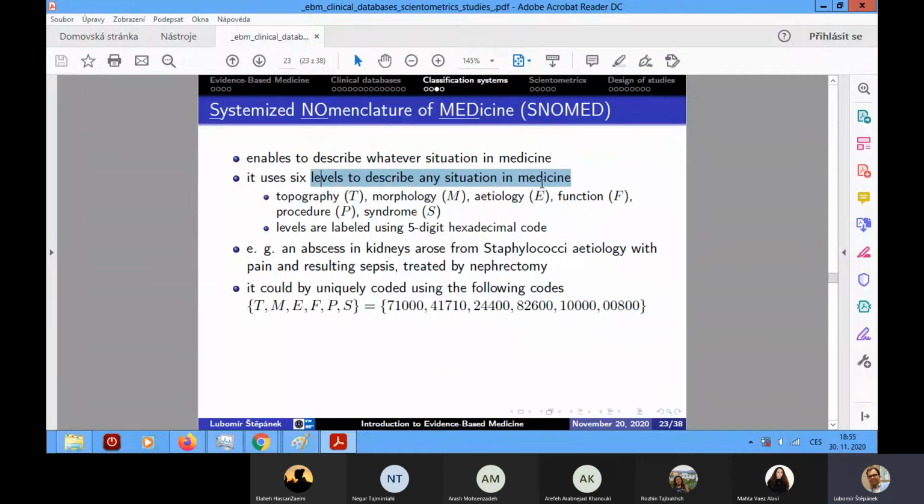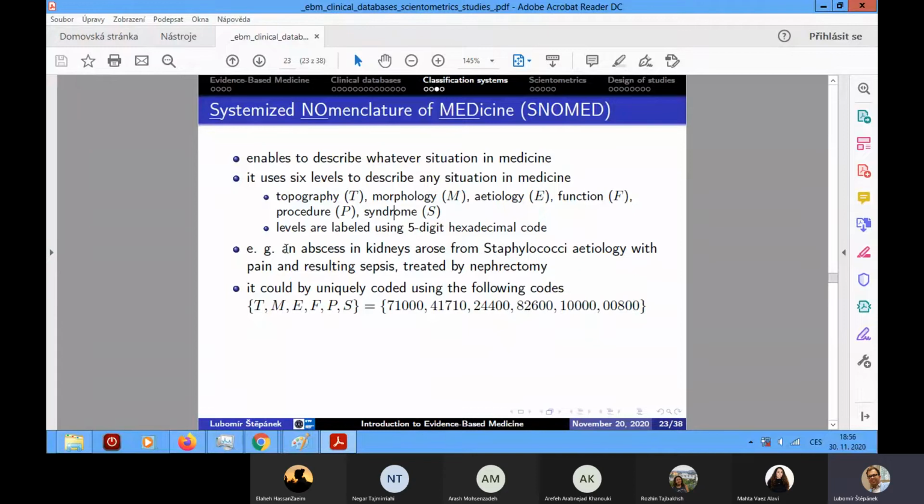It has 6 levels to describe any situation in medicine, abbreviated by their initials: capital T, capital M, and so on. Topography is shortened by capital T, morphology by capital M, etiology by capital E, function by capital F, procedure by capital P, and syndrome by capital S. By combining the values of these 6 dimensions, you can describe whatever situation would happen in medicine, or at least it's believed that it could describe any situation in clinical medicine.